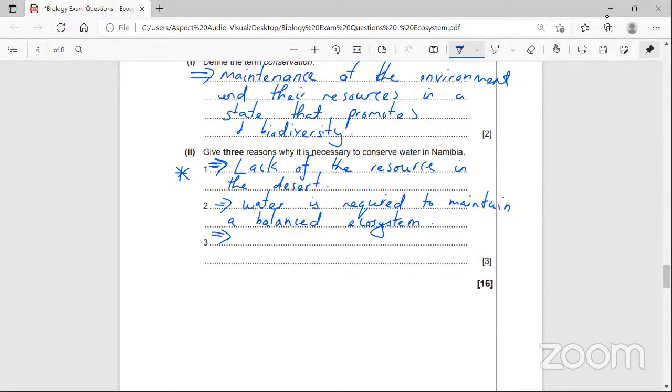Let me give you a hint. You can also explain it in terms of the water cycle, and also characteristics of living organisms. What else can you mention there?